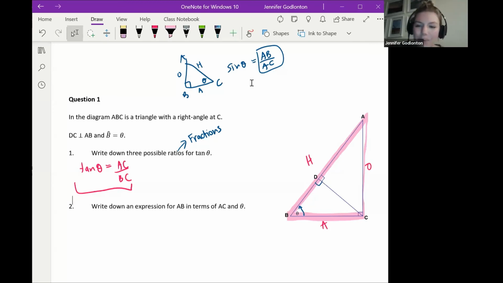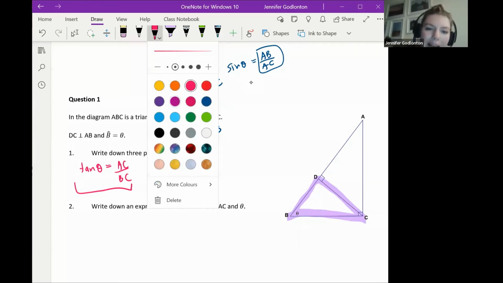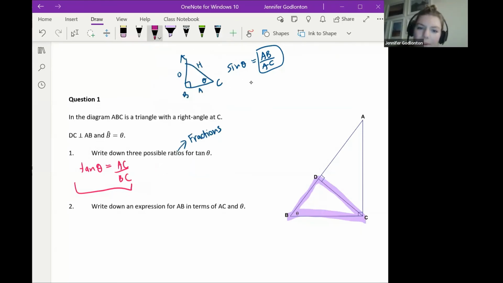All right, second one. Ooh. We're going to look at this triangle over here. Now, I like my colors matching, guys. I can't help it. Okay, so now that's my right angle over there.